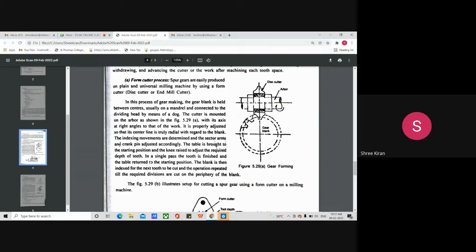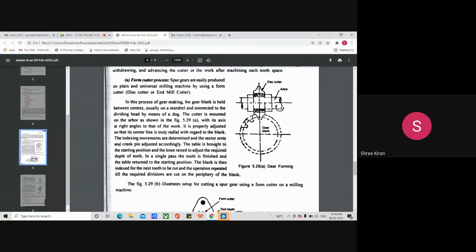So the index is properly adjusted so that its center line is truly radial with regard to the blank, in order for the cutting operation to have a minimum amount of error. Always we should have a reference line or a center line in order to properly scale the product. At the same time, we have to always check whether the dimensional accuracy is proper. If the dimensional accuracy is not proper, automatically the whole gear becomes not usable or not proper.